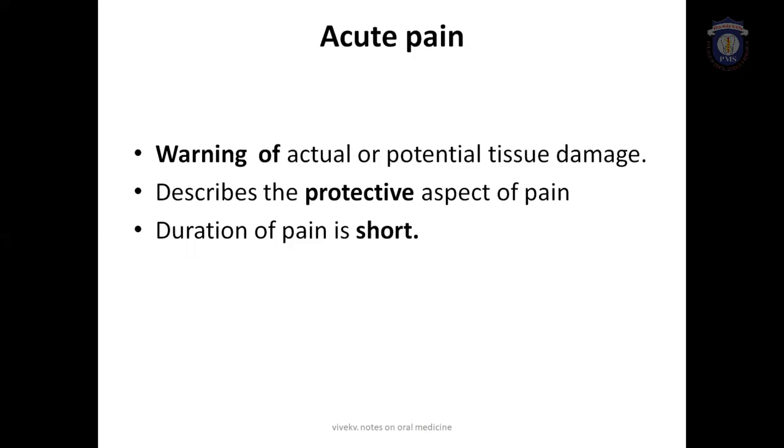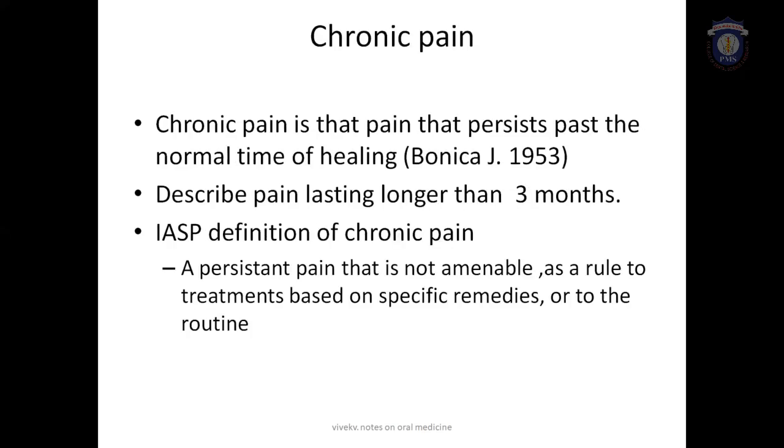Acute pain. Let us have a look at what acute pain is all about. Acute pain is a warning of actual or potential tissue damage, and it describes the protective aspect of pain. The characteristic feature of acute pain is that it is very short in duration. Acute pain cannot prolong for a very long period of time.